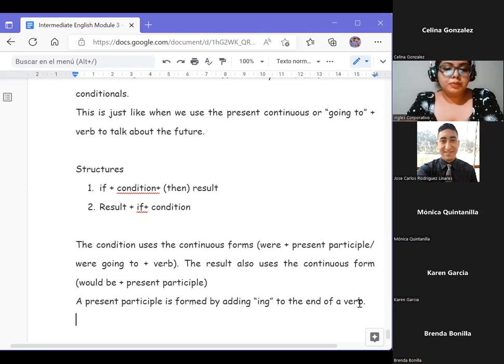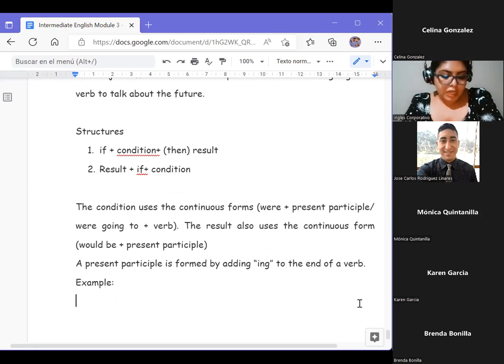And we have the example. And it says, if I were going on the trip next week, I would be taking time off work. If I were going on the trip next week, I would be taking time off work. Si fuera a hacer el viaje la próxima semana, me tomaría mi tiempo, ¿verdad? Del trabajo, o sea, como que tomaría una pausa en el trabajo.